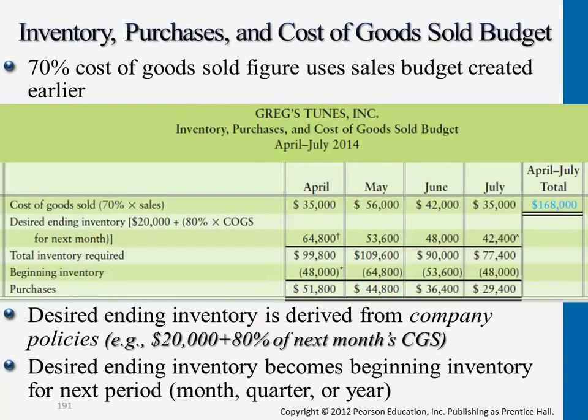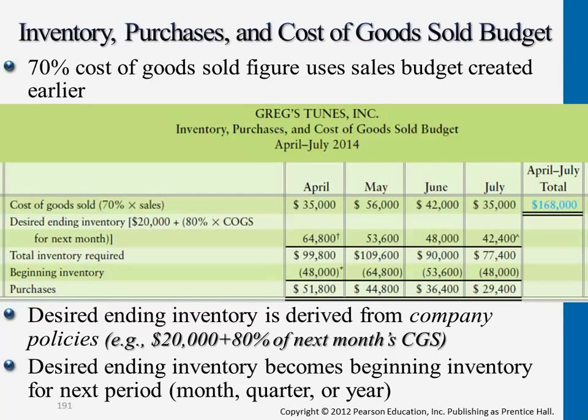So again, from this first line, cost of goods sold level, the company is budgeting at 70% of sales. So 70% times sales will give you each and every month's expected cost of goods sold value. Second line, their desired policy for ending inventory is having at least $20,000 worth of inventory plus next month's cost of goods sold times 80%. So that's how you get the second line, desired ending inventory.